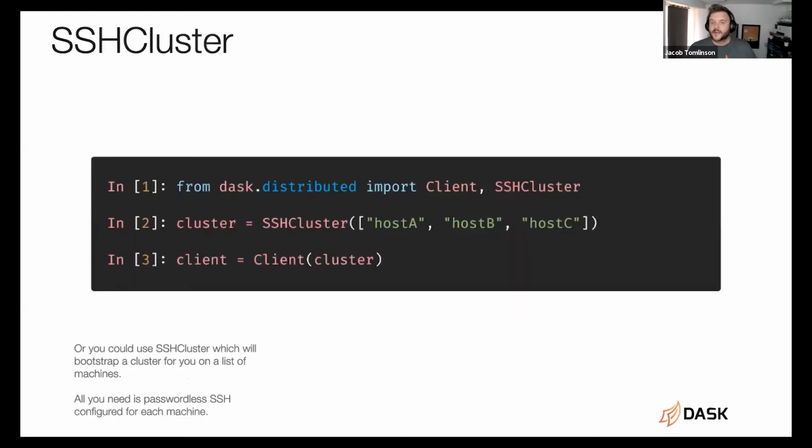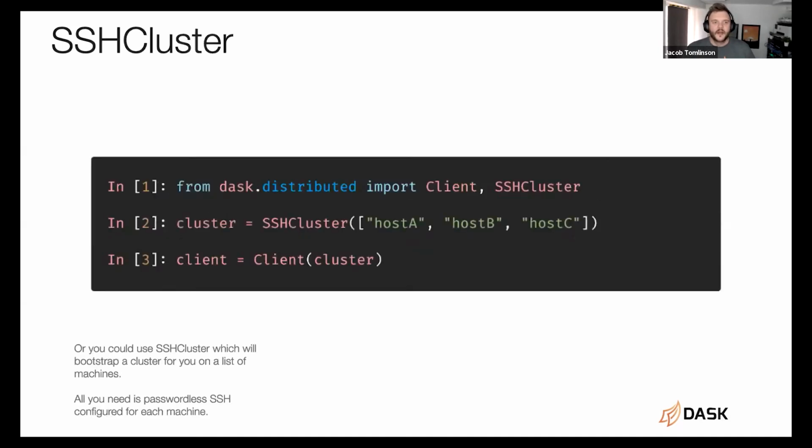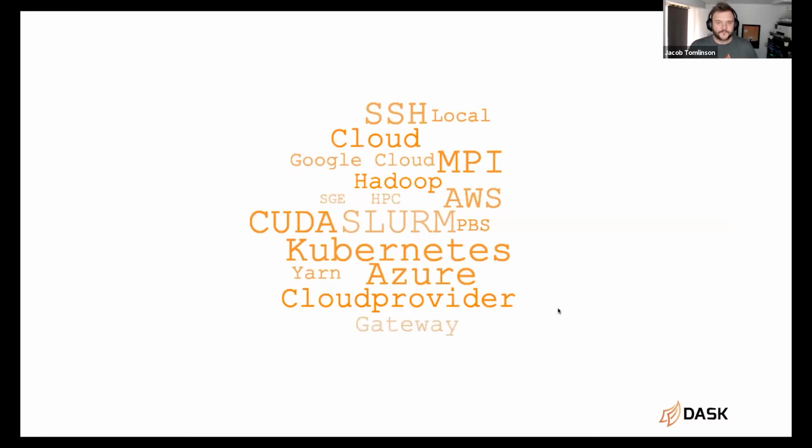We actually have a cluster manager in Dask for this called SSH cluster. So instead of having to SSH into each one and remember which host is which, I can just call SSH cluster and give it a list of host names. I have to be able to SSH into those host names without passwords or anything, right? I need to have SSH keys set up and everything. But this SSH cluster will manage all these connections for me. I can pass that to the client and the client will connect. I can create small distributed clusters quickly and easily this way. So that's a very quick overview of how these things work.